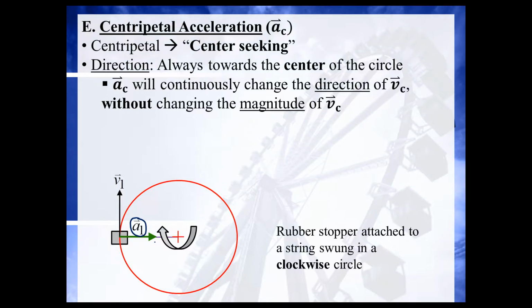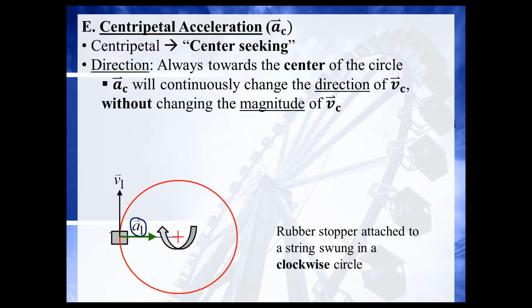And what it'll do is continuously change the direction of your velocity, but it does not change the magnitude. Again, the magnitude of your velocity, your speed in uniform circular motion, is a constant, but this acceleration vector is going to continuously change the velocity vector.